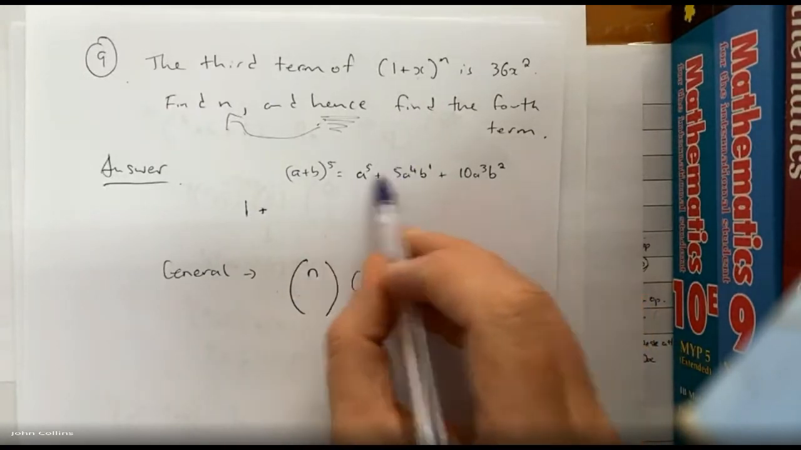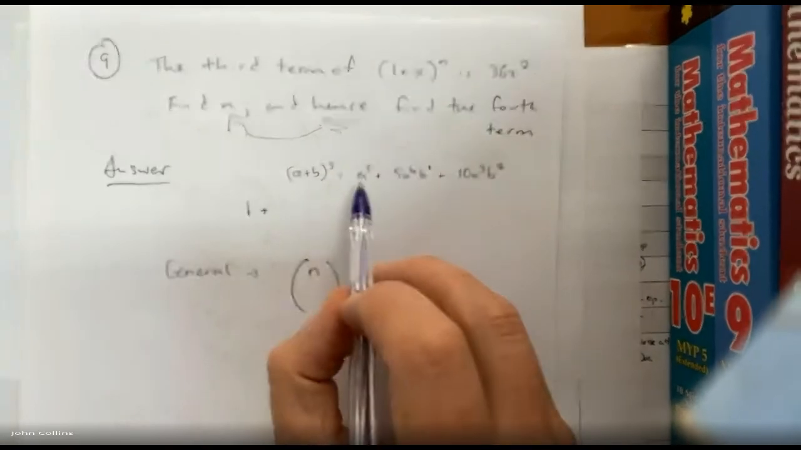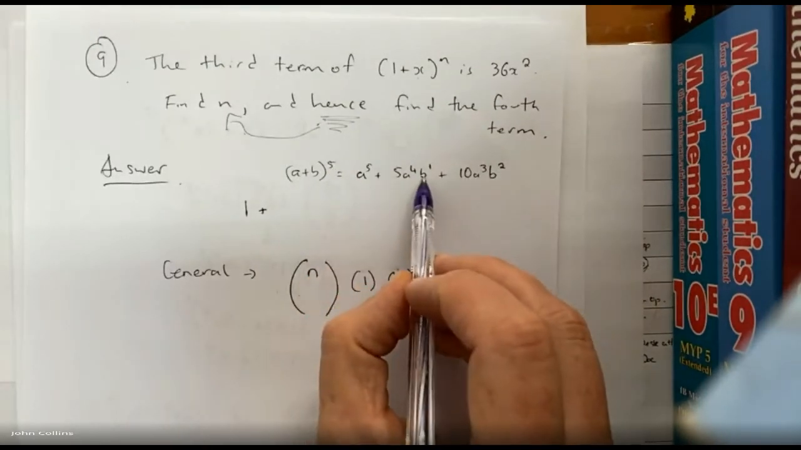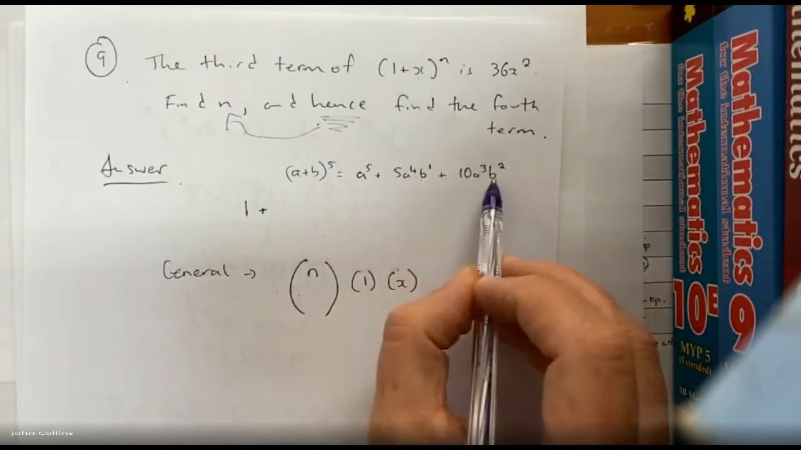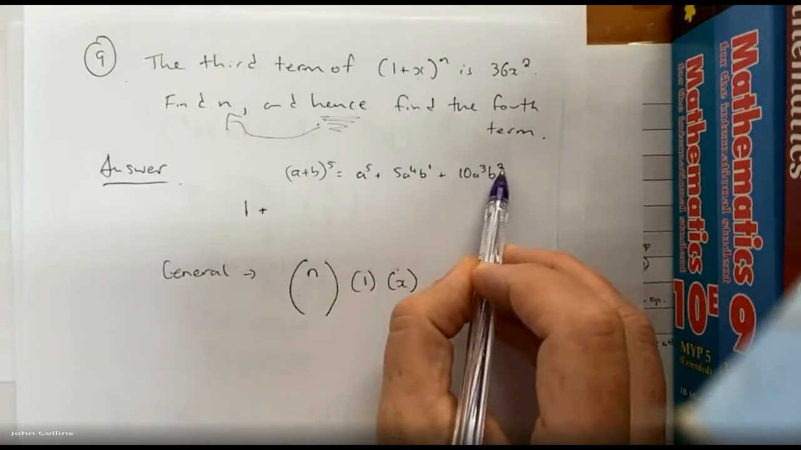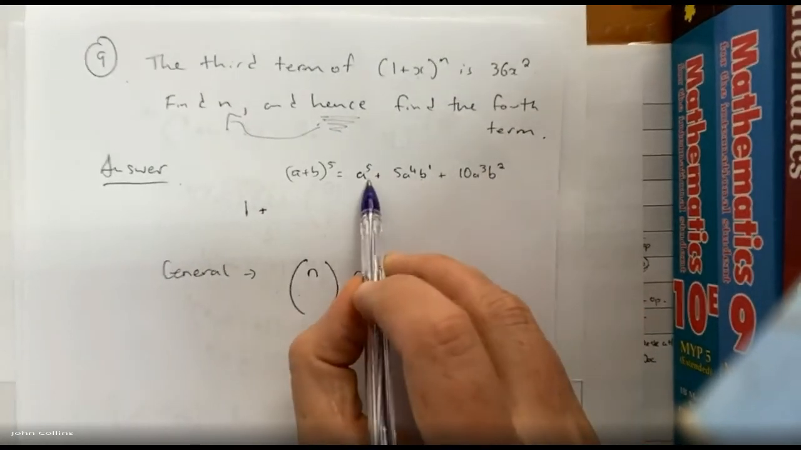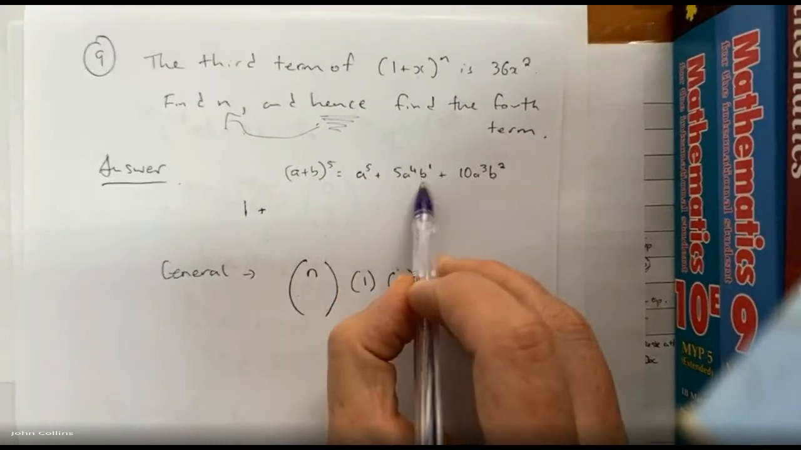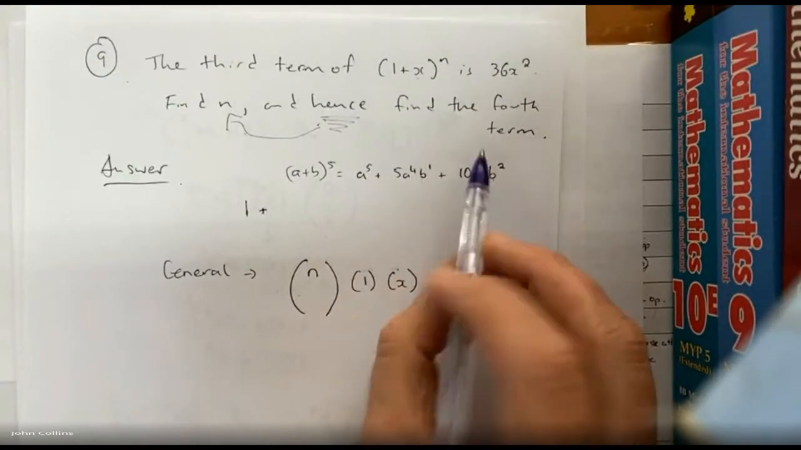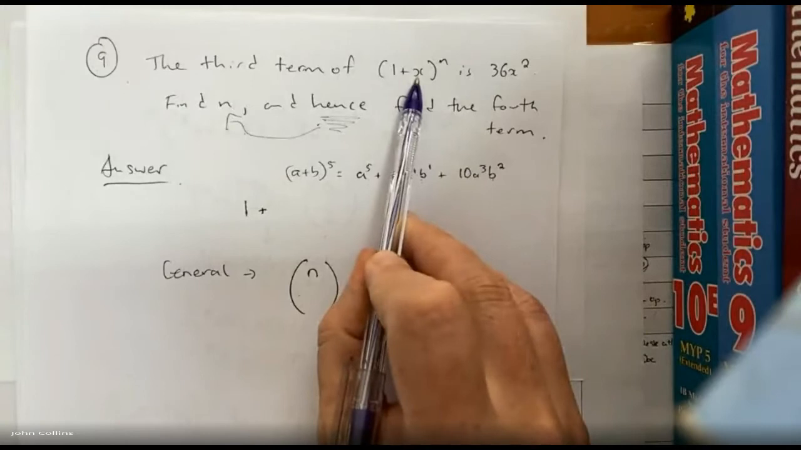Now, the coefficients won't be the same because we're not sure it's to the power of 5, but we do know that the third term, if you notice, the b power is going to be b to the power of 2 here. Has to be that because these are increasing. Starts at 0: b to the power of 0, b to the power of 1, b to the power of 2. Now in this case, it's not b, it's x, but the same thing applies.